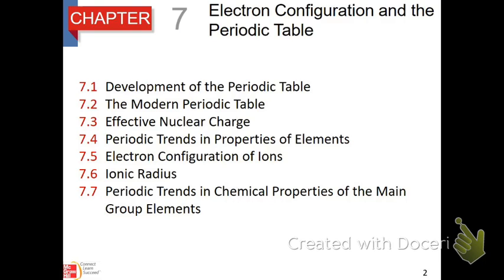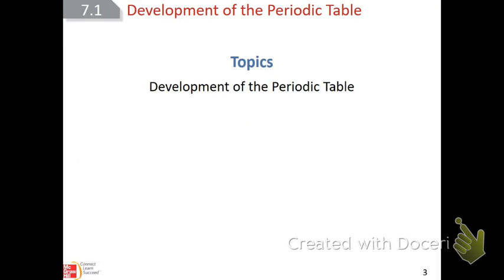Chapter 7 helps to make sense of Chapter 6, and it goes about how the periodic table is arranged and why it's arranged the way that it is. So let's talk about the development of the modern periodic table and how it comes about. So here we go. The development.